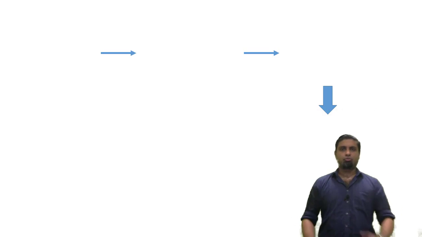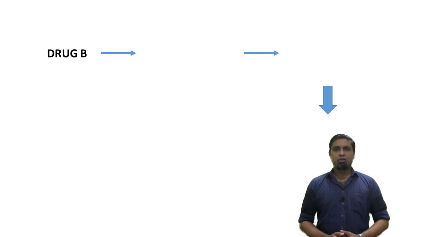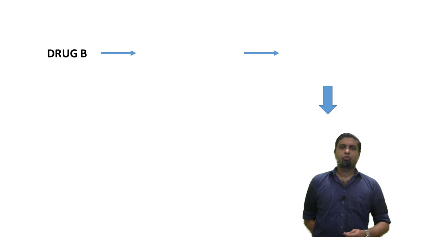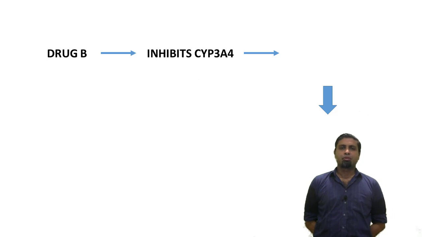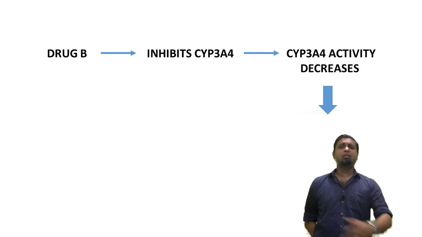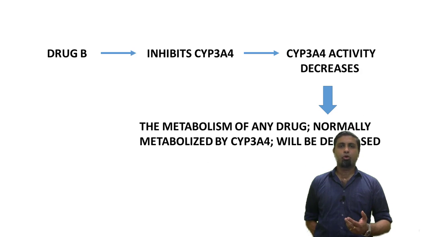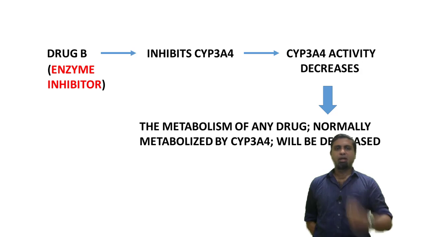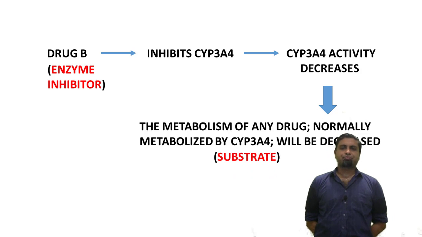Now let's move on to enzyme inhibition. Now, let's assume that there is a drug called drug B. And let's assume that drug B inhibits one of the enzymes in the CYP450 superfamily. Let's assume that that enzyme happens to be CYP3A4 again. So the activity of CYP3A4 is decreased. This would mean that any drug metabolized by CYP3A4 would be metabolized slower. Drug B would be called the enzyme inhibitor, and the drug whose metabolism has been slowed down by drug B would be called the substrate.